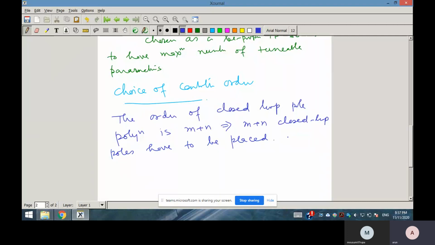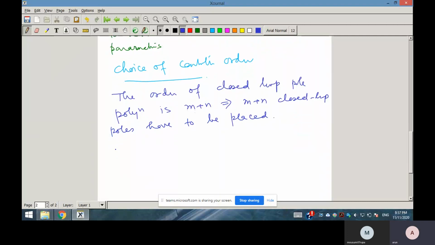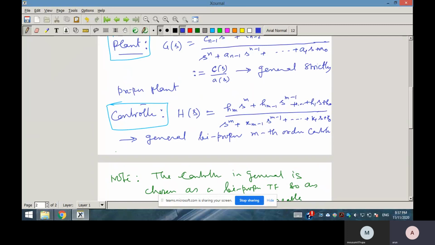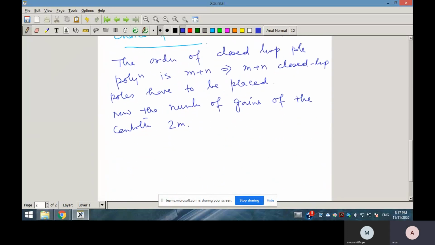That will depend on your experience. There are some rules that I will let you know. So m plus n closed loop poles you have to place. Now the number of tunable variables, the number of gains of the controller: how many control gains are there? m plus 1 in the denominator and m in the numerator. So 2m plus 1.